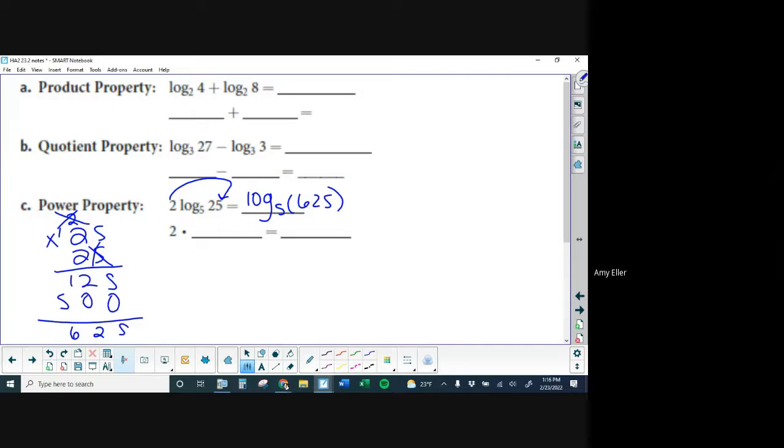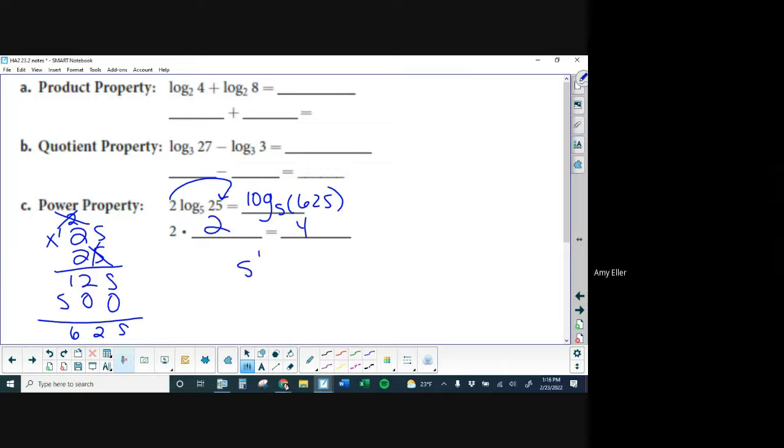All right, let's go ahead and finish this one. Log base 5 of 25 is 2. 5 to the 2nd is 25. 2 times 2 is 4. I'm not really sure if this checks out. I'm going to do some work, even though you wouldn't be required to. Might be nice to check.